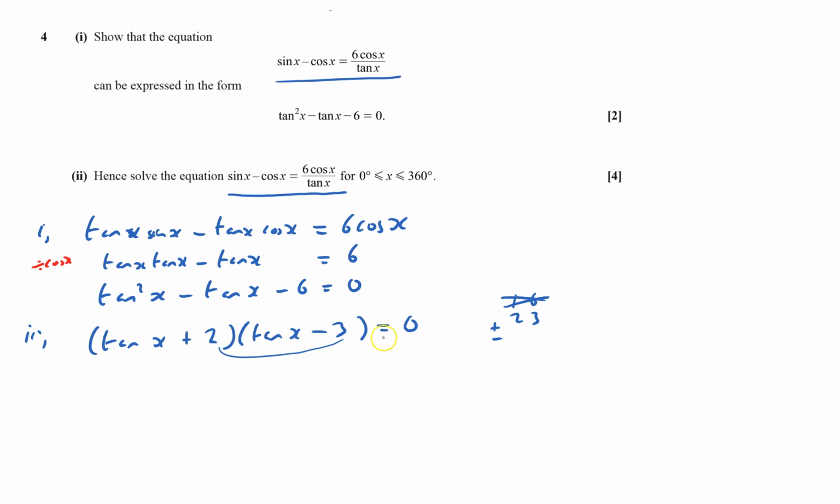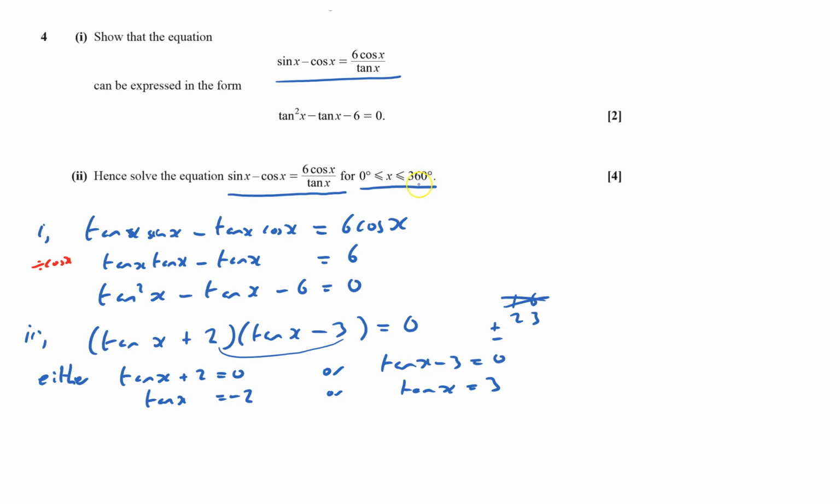And now I've got something times something equals 0, so I always like starting with the word either, because either the first one, tan x plus 2 equals 0, or the second one, tan x minus 3 equals 0. And now I just have to solve those. Tan x equals negative 2, or tan x equals 3. Just solve those ones. So I'm just going to check to see what my solutions need to be for x between 0 and 360.